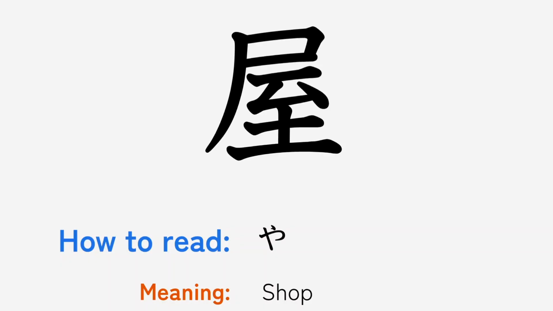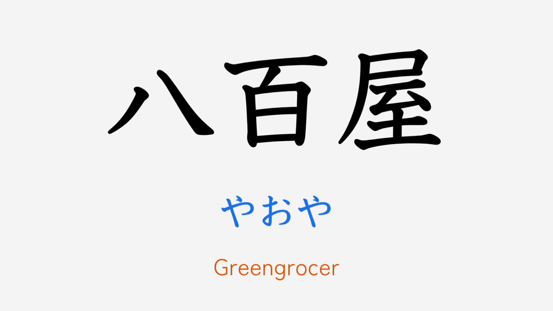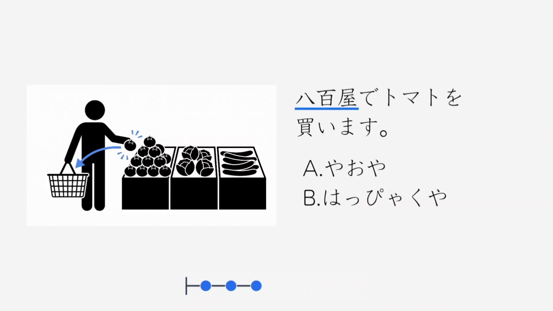Ya means shop. 8 plus 100 plus shop makes yaoya, meaning Greengrocer. How do you read the underlined kanji? The answer is A. This is a special reading. In ancient Japan, 800 meant a massive amount. A shop with many kinds of vegetables is a yaoya.